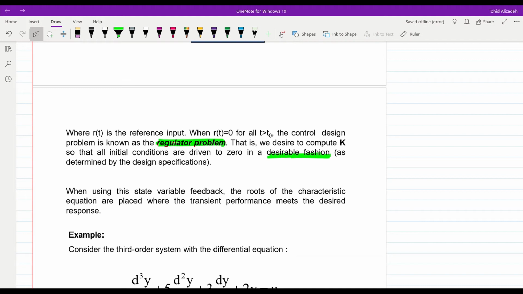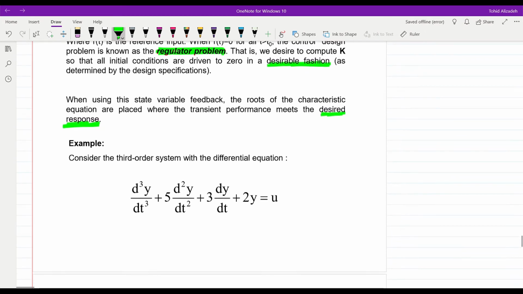When we use the state variable feedback, the roots of the characteristic equation will be placed where the transient performance meets the desired response. So obviously, since we are dealing with a controller design, we will have some desired specifications. And those desired specifications will give us the desired location for the closed loop poles of the system. And then, having that in mind, we will also have the location of the closed loop poles of the system based on the state gain. And then if we equate these two, we will find values for the controller's gain.